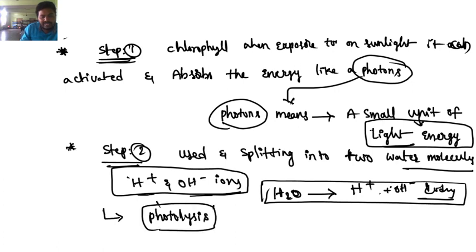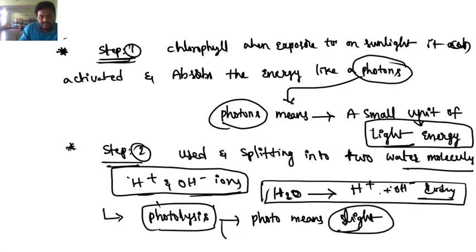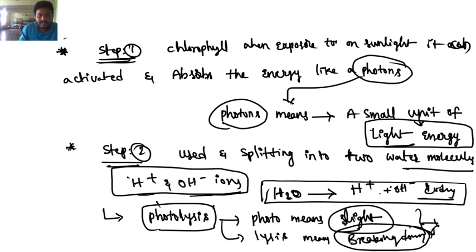In photolysis, photo means sunlight and lysis means breaking down. This process is also called photolysis. Sunlight breaks down and the energy is received as photons. That is why I call this process photolysis. In the photolysis process, the H plus and OH minus ions are produced.